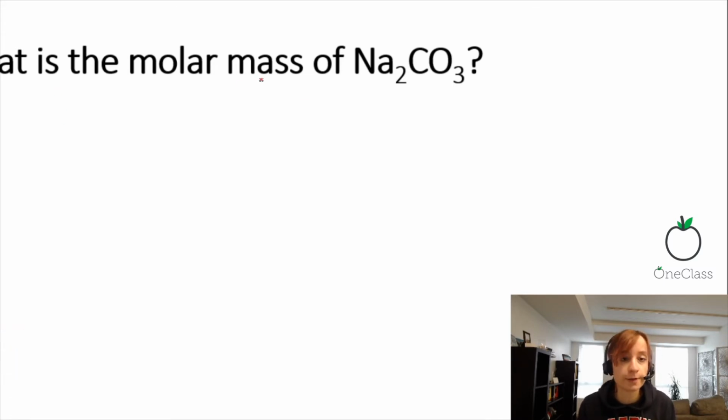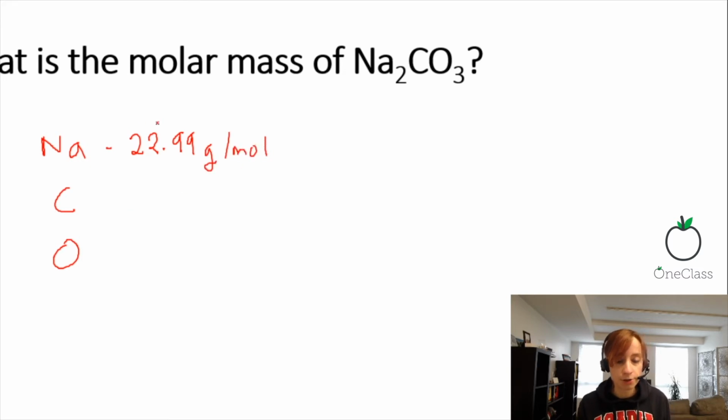Okay. So to figure out the molar mass of a molecule, you need to add up the molar masses of each element in the molecule. So here we have sodium to consider, carbon, and oxygen, and that's it. So if you look onto your periodic table, you will find the molar mass of each individual atom. So sodium's molar mass is 22.99, and the units are grams per mole.